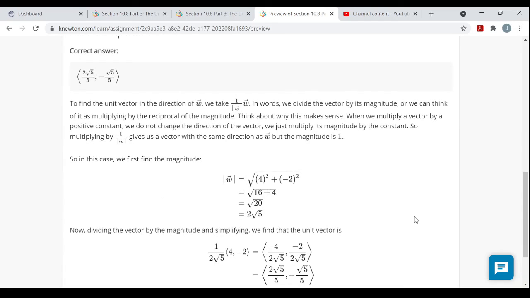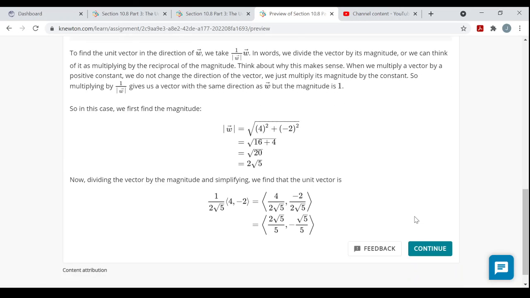Alright, so yeah, now again, there's a couple steps involved, but if you know how to find the magnitude, the length of a vector, this shouldn't be a problem.